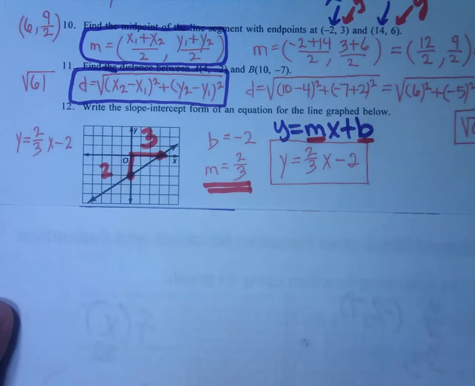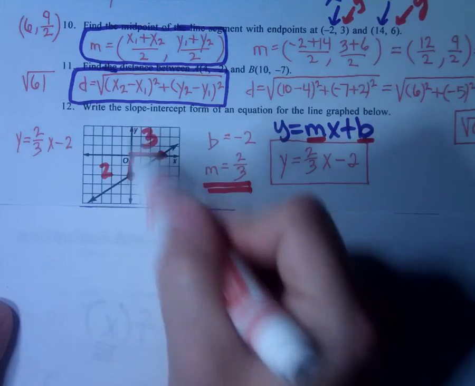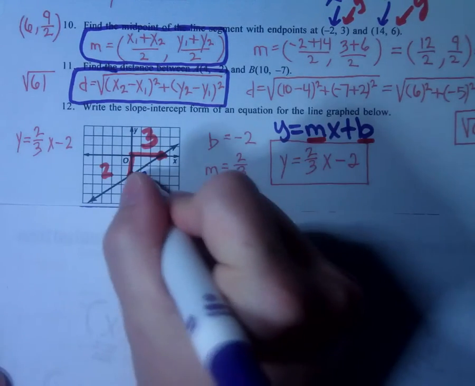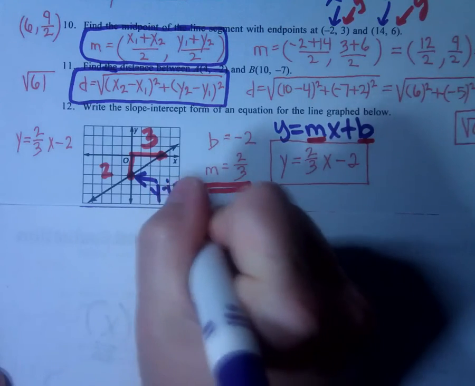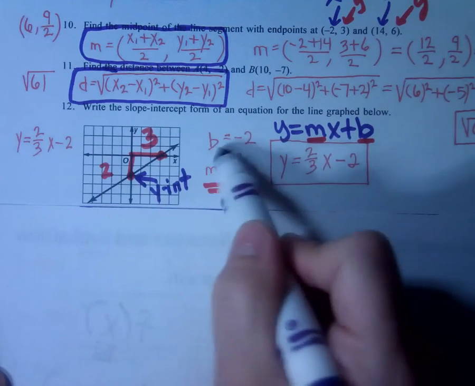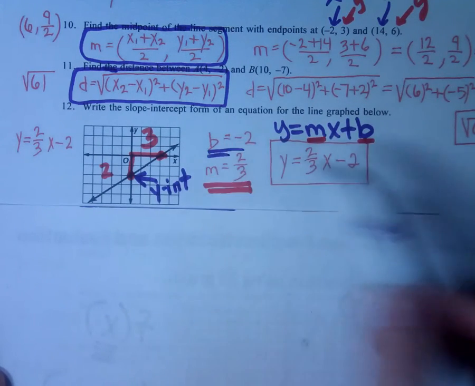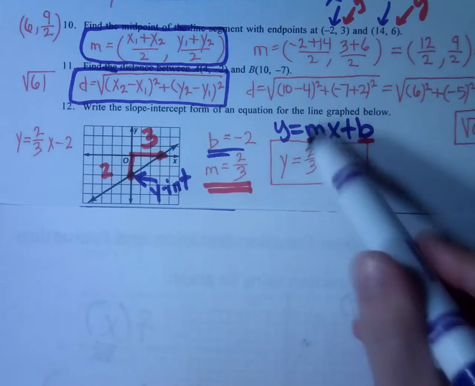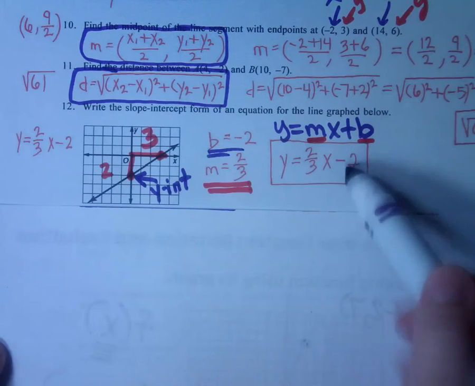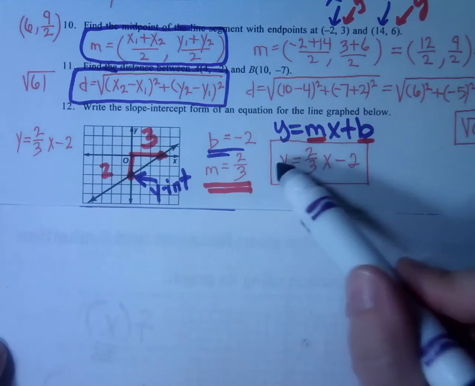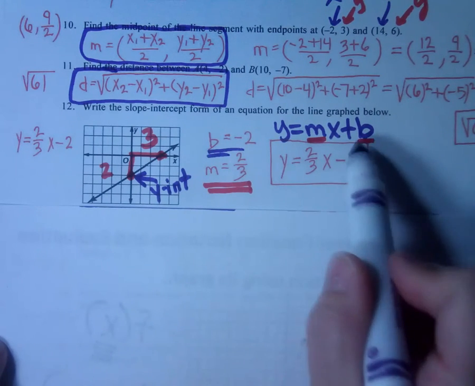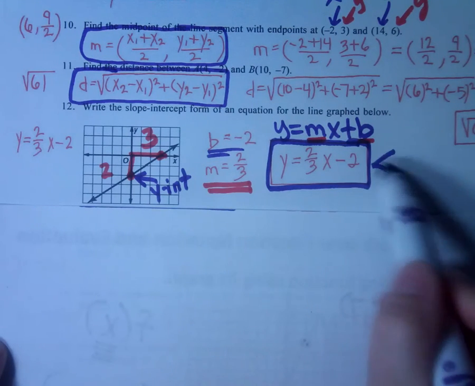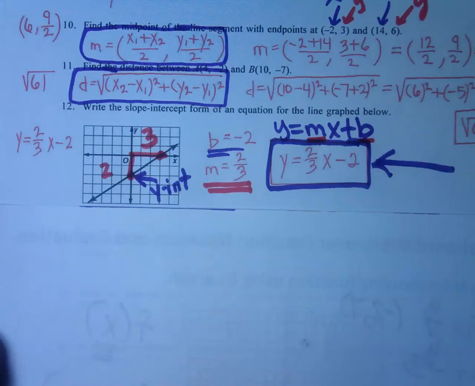And then B stands for the y-intercept. Where does the graph cross the y-axis? And the graph crosses the y-axis right there. So that's our y-intercept, which has a value of -2. So once you know your M and your B, you just plug them in. So I put 2/3 where the M is, I put -2 where the B is, I just recopy the x, the equals, and y. And now I have the equation of this line in slope-intercept form. Y equals 2/3 x minus 2.